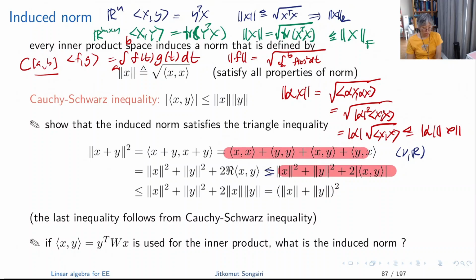I would like to end this video by posing a question. If your inner product in the space Rn is not the vanilla, conventional inner product, but instead this one, y transpose W x, where W is any positive definite matrix, what is the induced norm in this case? Let's think about it.